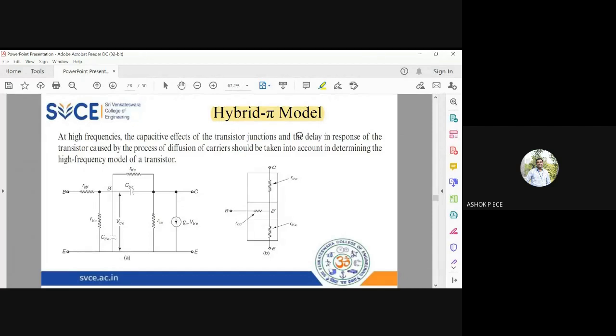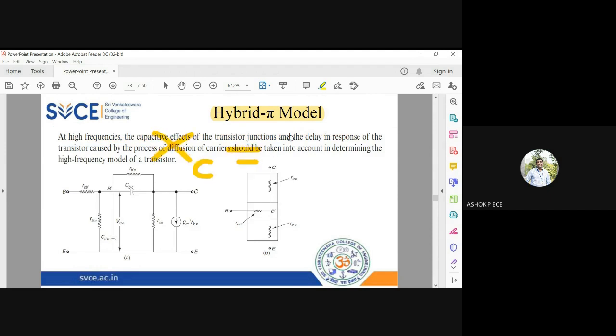H parameter model is exclusively for low frequency analysis. Hybrid pi model is going to be for high frequency analysis. See here, at high frequencies, the capacitance will start dominating. Low frequency, capacitance XC. You studied in BW, right?